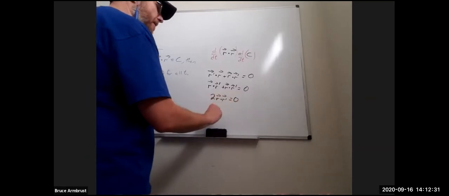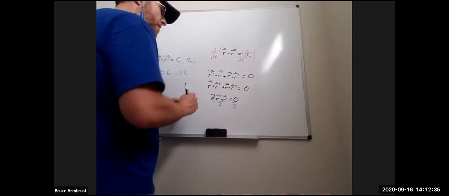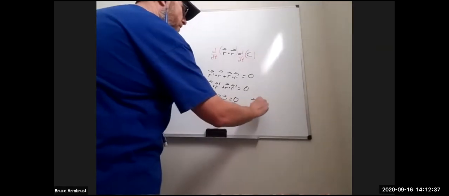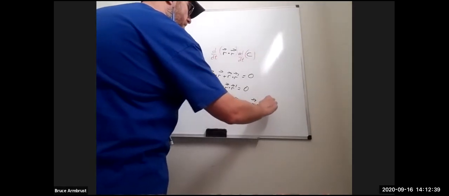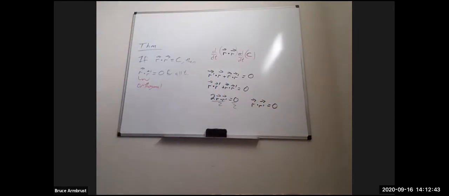That 2 is a scalar, so I can divide both sides by 2. And we're left with what we are trying to prove. So if you ever have a vector valued function that when dotted with itself gives you just a number, there are no t's in there anymore, then you know that r prime is always going to be orthogonal to r.